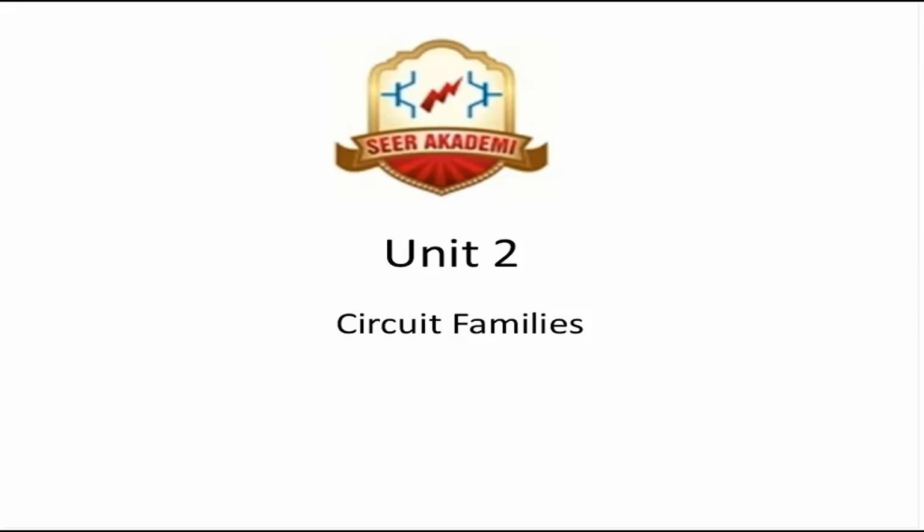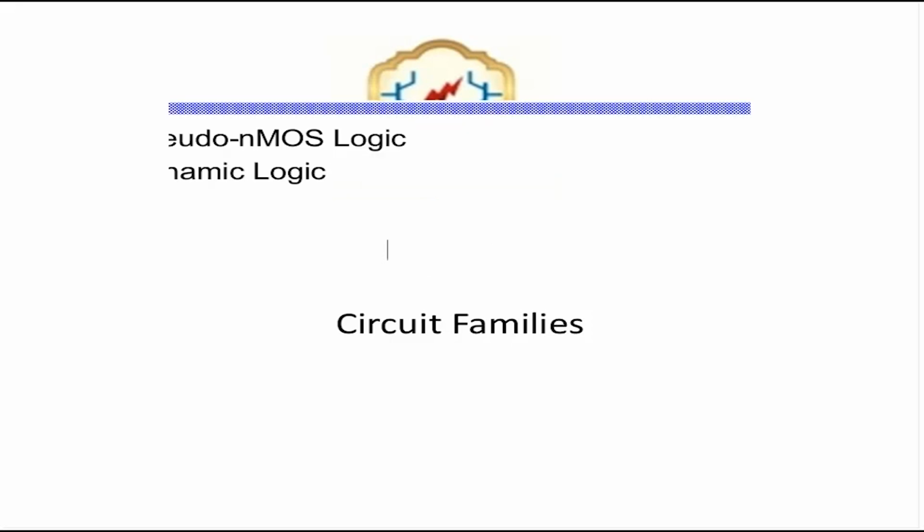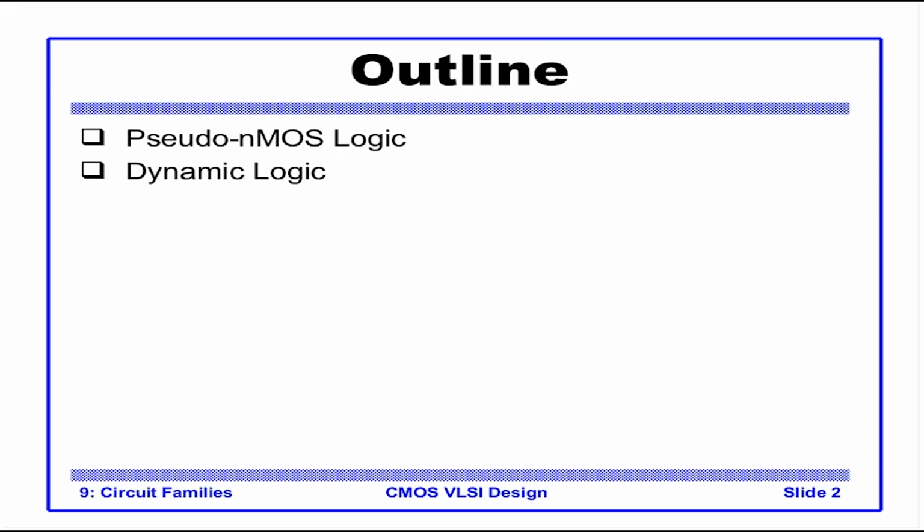So now we look at a couple of logic families. One, we look at pseudo NMOS logic. We'll first look at why we want to go for anything else. What are the reasons? Why are we compelled to look out for other logic families? Then we look at dynamic logic. Again, dynamic logic is a variation of CMOS only. We had static CMOS, now we have dynamic logic.